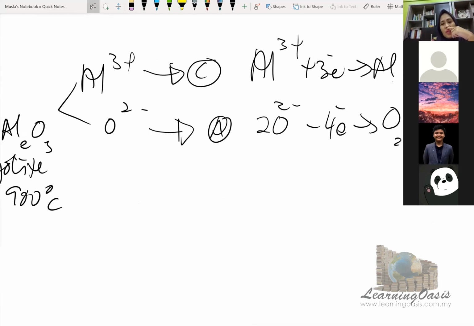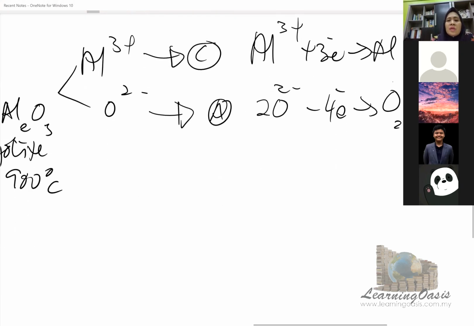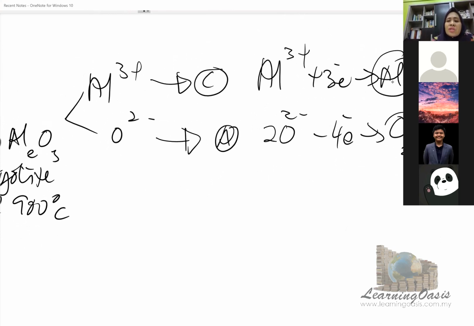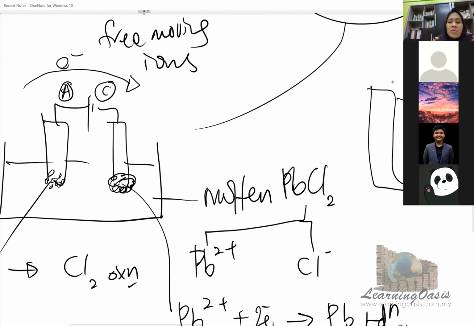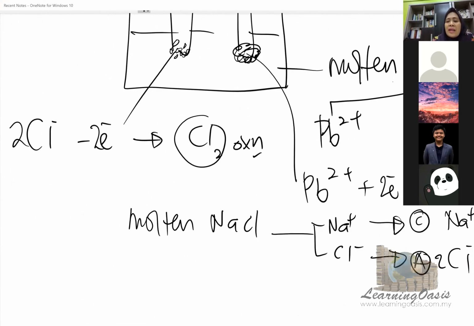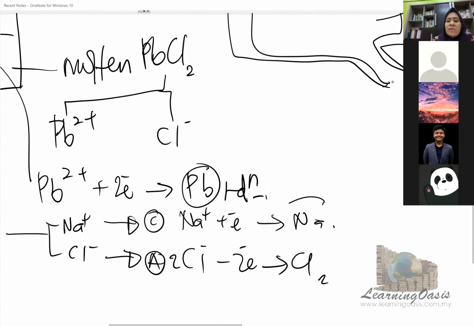Now, I'm assuming that all of you are okay with the ionic equation here. If you don't know what's going on here, just stop me, okay? Now, so here you have molten aluminium oxide, you get aluminium and oxygen. Okay, now if I give you lead chloride, you get lead and chlorine. If I give you molten sodium chloride, you're going to get sodium and chlorine.